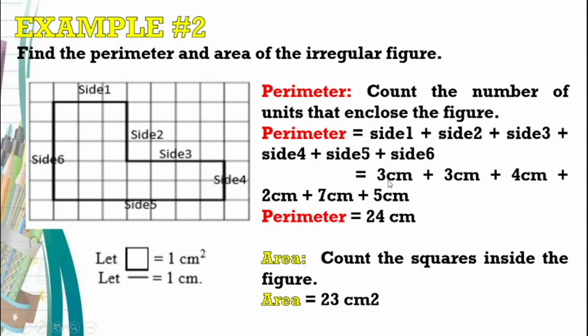So this would be 5. And add all the length of these sides. We have 3 plus 3 is 6, plus 4 is 10, plus 2 is 12, plus 7 is 19, plus 5 is 24 centimeters. So that would be your perimeter.